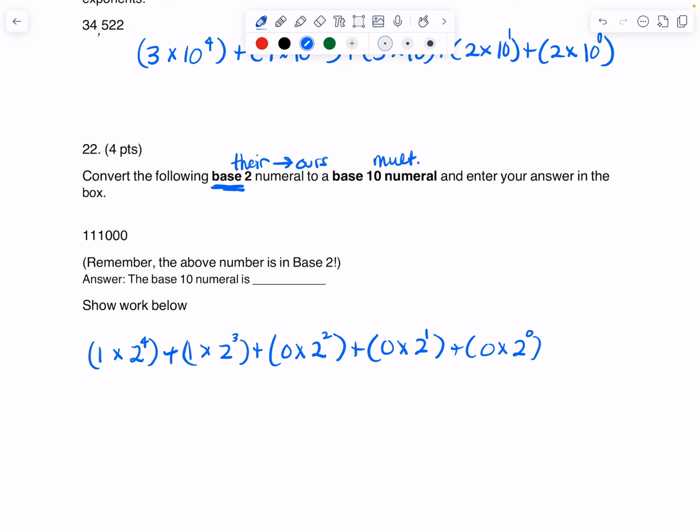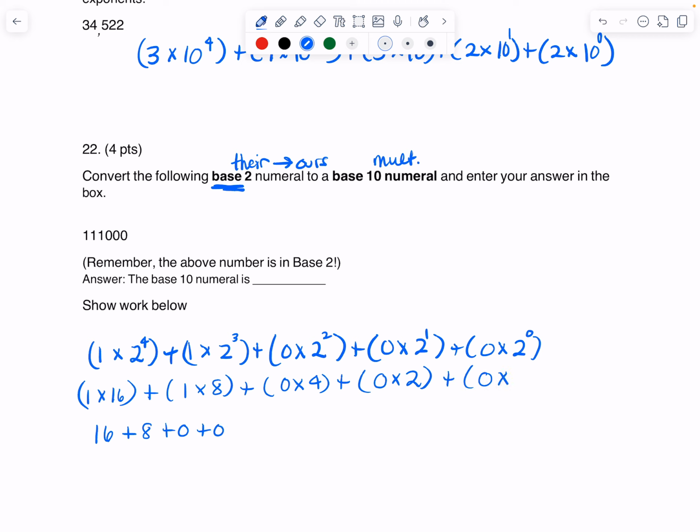So 1 times 2 to the fourth. 2 to the fourth is 16. So 1 times 16 is 16, plus 1 times 2 to the third. 2 to the third is 8. So 1 times 8 is 8, plus 0 times 2 squared, which is 0 times 4, which is 0, plus 0 times 2 to the first is 2. So 0 times 2 is 0. And then 0 times 2 to the 0 power would be 0 times 1, which is still 0. So 16 plus 8 is 24, and that is my answer.